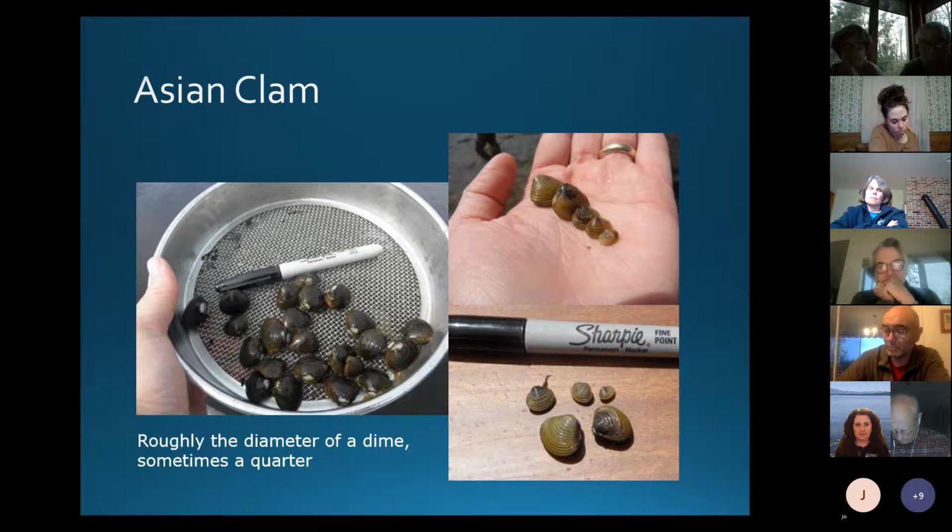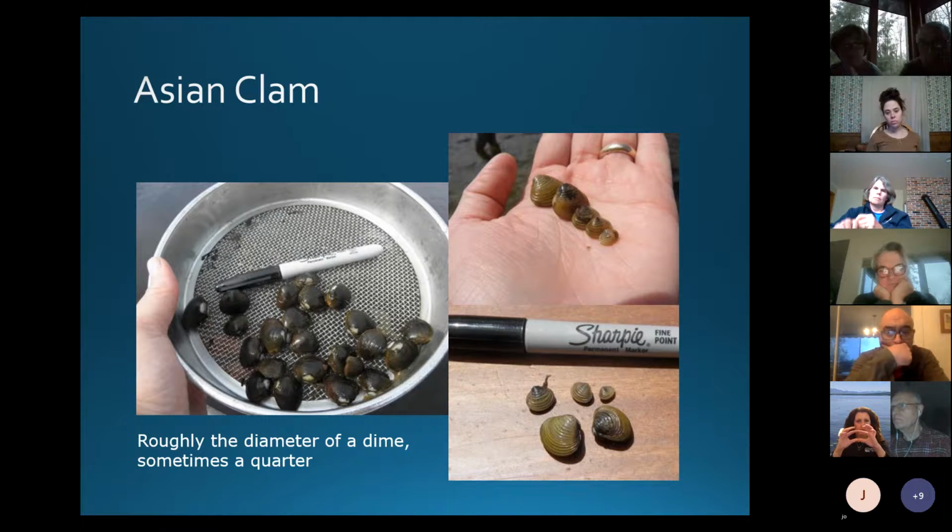They are about the size of a dime or smaller, and their coloration can go from black to yellowish or greenish. The key identifier for this, so a lot of you have probably seen the big oval mussels that are in the water bodies.